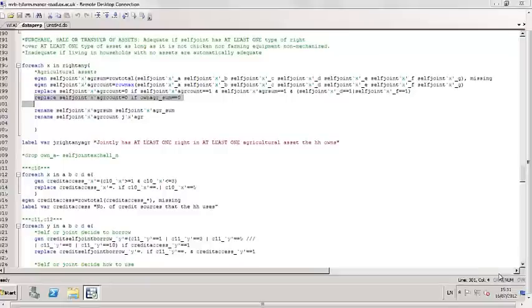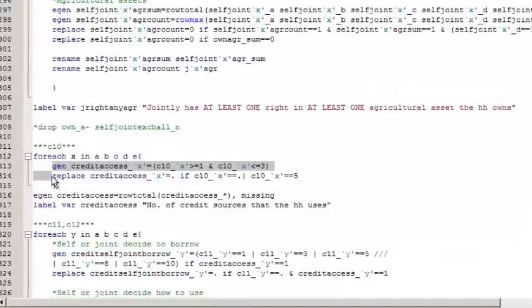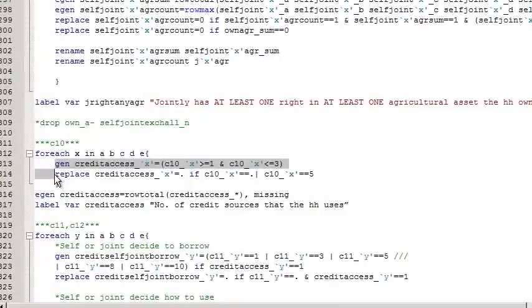Moving on to questions regarding credit. Based on question C10, we construct the indicator credit access X, where X refers to one of the sources of credit listed in these questions. Credit access X is equal to 1 if the household has used the source of credit X in the past 12 months. Then we aggregate credit access across the sources of credit, and we create the indicator credit access, which gives me the number of sources of credit that the household used in the past 12 months.